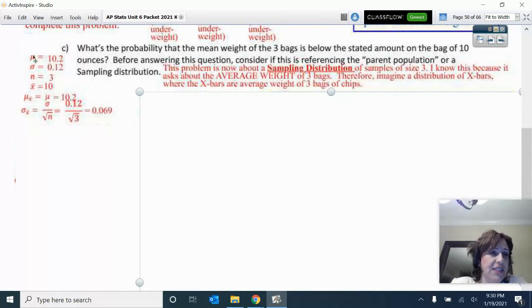Look at my facts over here on the side. There's our population mean, our standard deviation, and our sample size is 3. The average of the 3 is 10. Now all these averages should center around 10.2, but look at this standard deviation. The standard deviation for the sampling distribution of samples of size 3 is smaller. It is now 0.069, not 0.12.